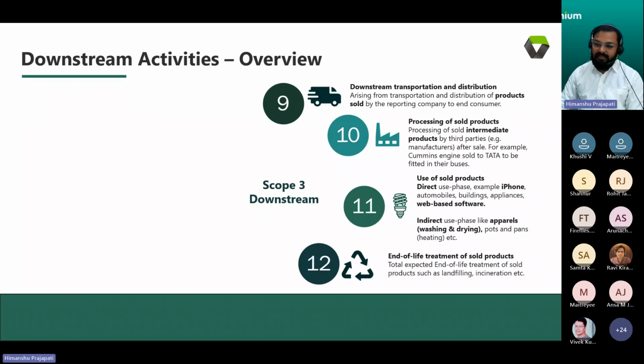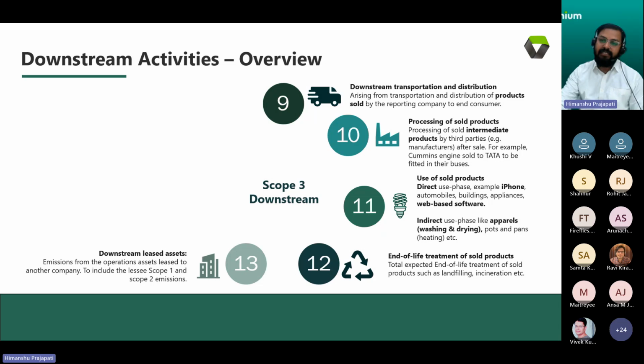Thereafter, we have category 12, which is end of life treatment of sold products. So anything in terms of processing for the end of life of the products. For example, in the case of batteries, they need to be properly recycled, or they should be processed before they are scrapped. So that definitely comes over here.